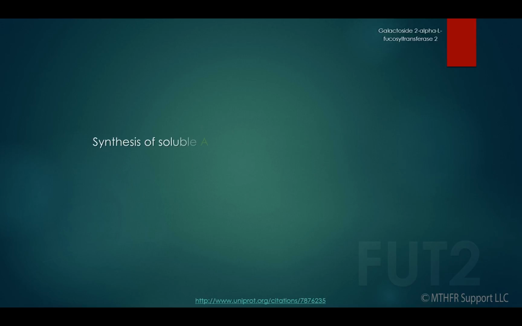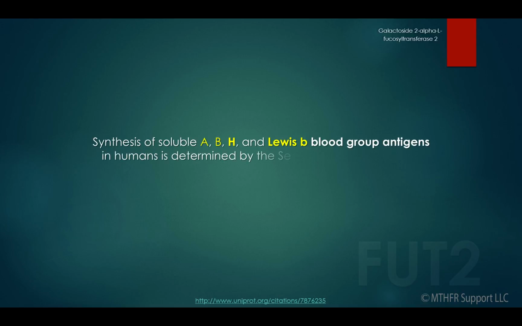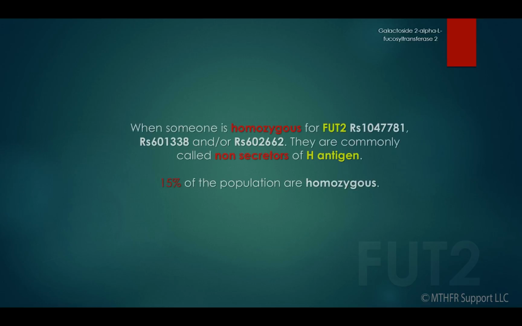Synthesis of soluble A, B, H, and Lewis B blood group antigens in humans is determined by the secretor SE, FUT2 blood group locus. When someone is homozygous for FUT2 RS104778, RS601338, and/or RS602662, they are commonly called non-secretors of H antigen. 15% of the population are homozygous.